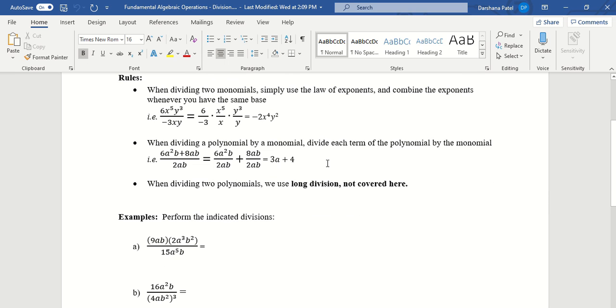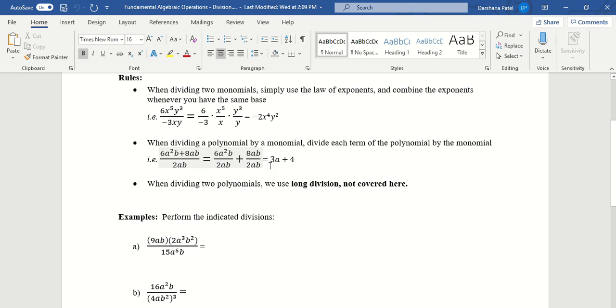When dividing a polynomial by a monomial, divide each term of the polynomial by the monomial. Meaning that now I have more than one term in the numerator here, so I'll divide 6a square b with 2ab and 8ab with 2ab. So we separate them, with the plus, because there is a plus between them. Now it's like a similar question as the previous, but two different questions in one.